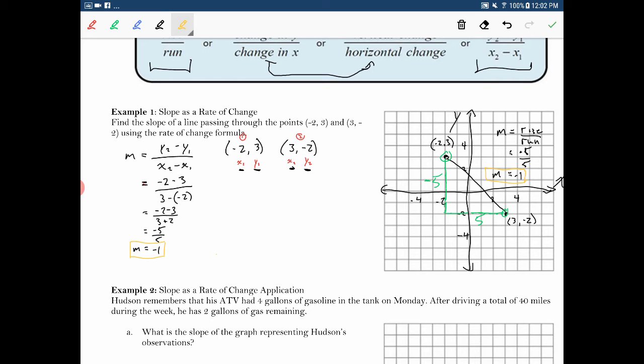And so you can see using a graph is often a little easier, but it's also much less precise, especially if your points are difficult. Like for instance, if you had points that involve decimals or fractions, it would be very difficult to use the rise over run method. But if you use the formula, it's always going to work perfectly. Okay?